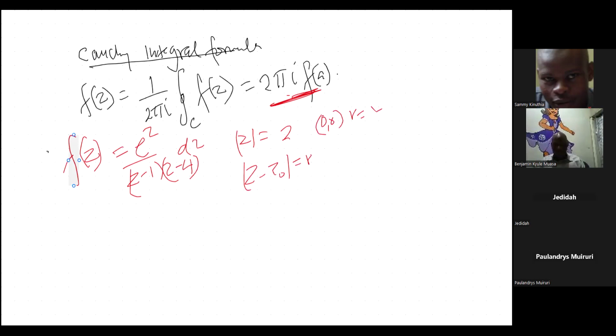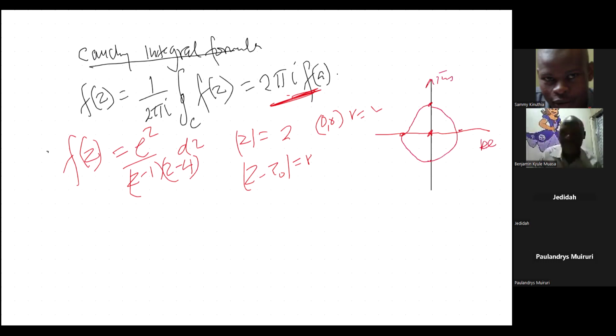line here. And then you have 0, 0 here. This is the center of the circle. The radius is 2 here, 2 there, 2 there, 2 there. Then you join this one here like that. This is our imaginary axis, and this is our real axis.